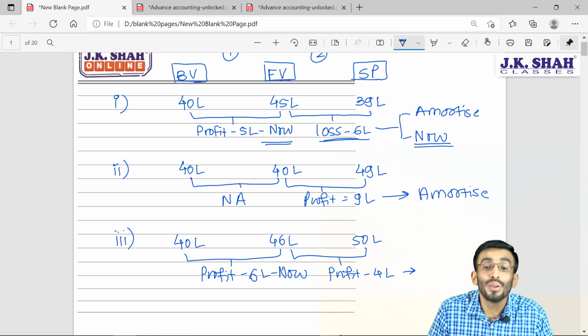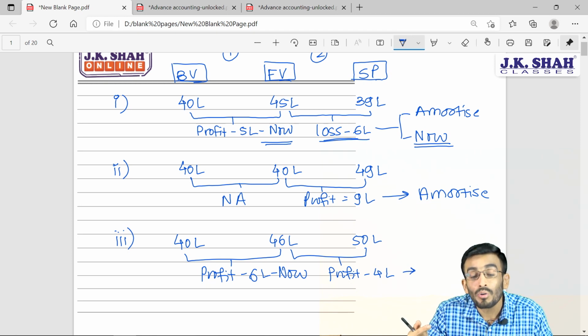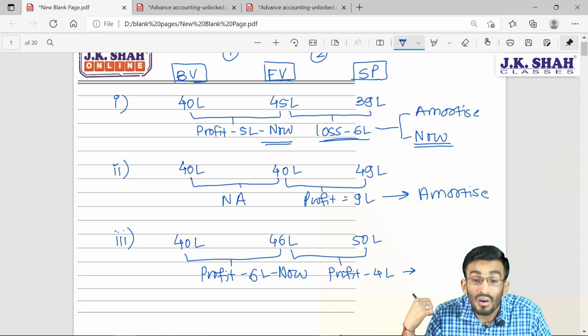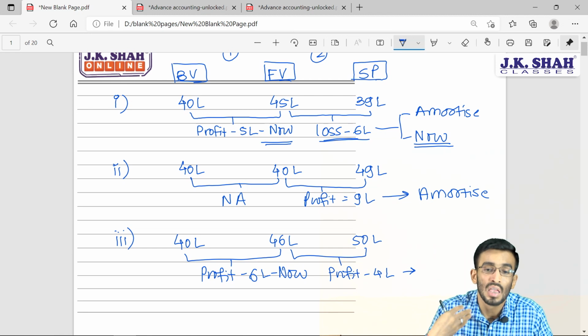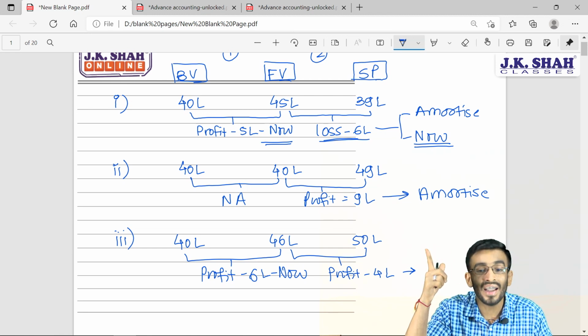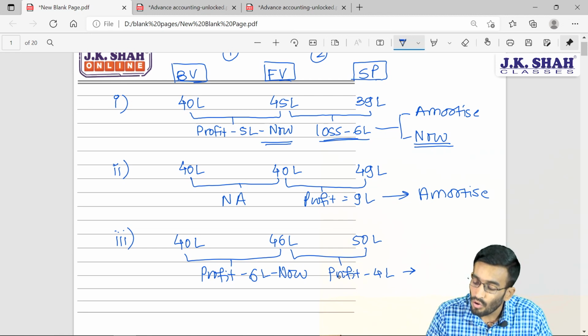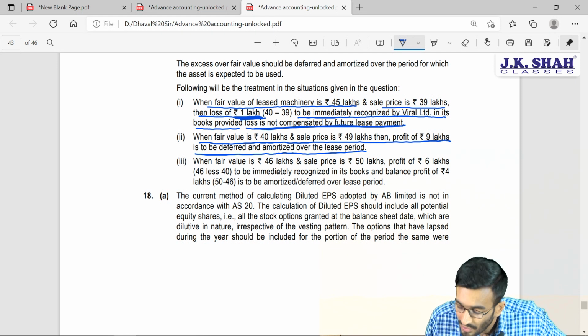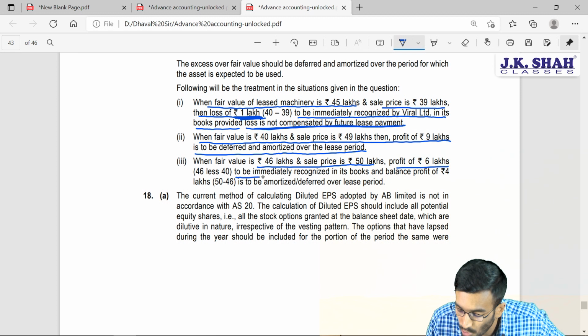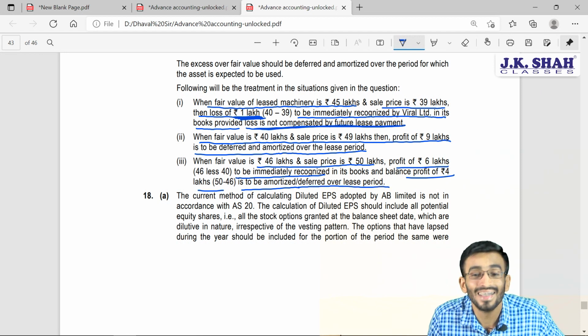Now, dear students, tell me. Definitely, the lessor is going to recover this extra amount because lessor has given me more than the fair value, more than the market value. So, definitely he will recover this 4 lakhs rupees from me in future lease rentals. So, obviously, this 4 lakh of profit will also be amortized. So you can see here in the answer, when the fair value is 46 and the sale price is 50, profit of 6 lakh to be immediately recognized in the books, balance profit of 4 lakh is to be amortized, or I can say deferred over lease period.